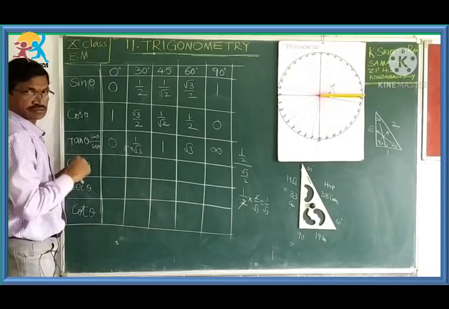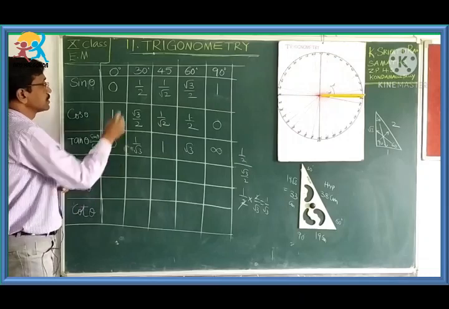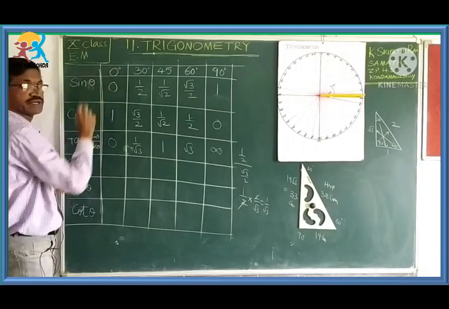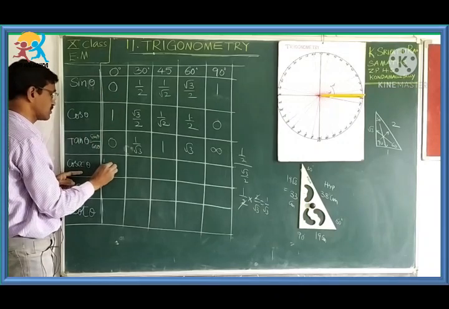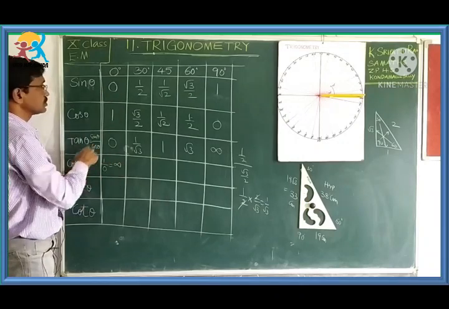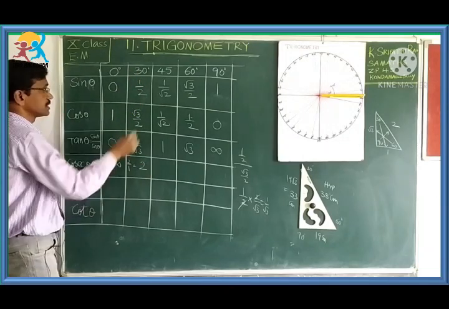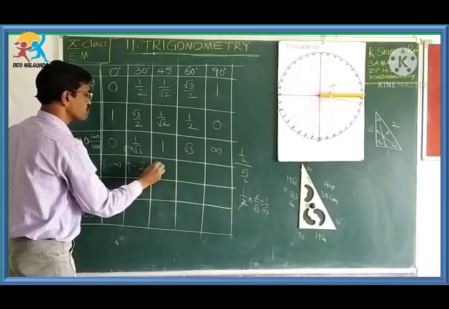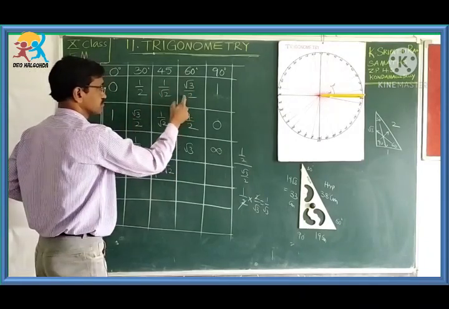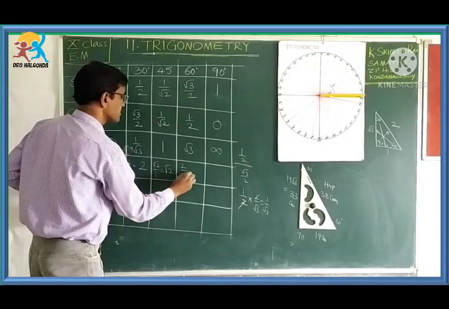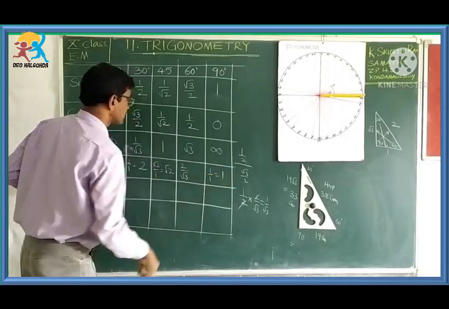Next, cosec theta. Write the reciprocal of these sin values and you will get the cosec values. Cosec 0 means 1 by the given value, 1 by 0, which is undefined. Cosec 30 degrees, reverse, 2 by 1, which is equal to 2. Cosec 45, root 2 by 1, which is equal to root 2. Cosec 60, reverse, 2 by root 3. Here cosec 90, 1 by 1 is equal to 1.